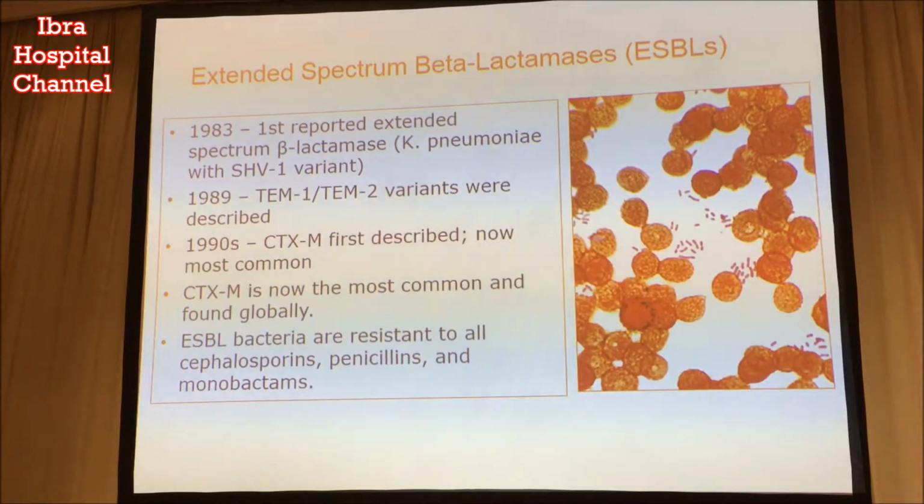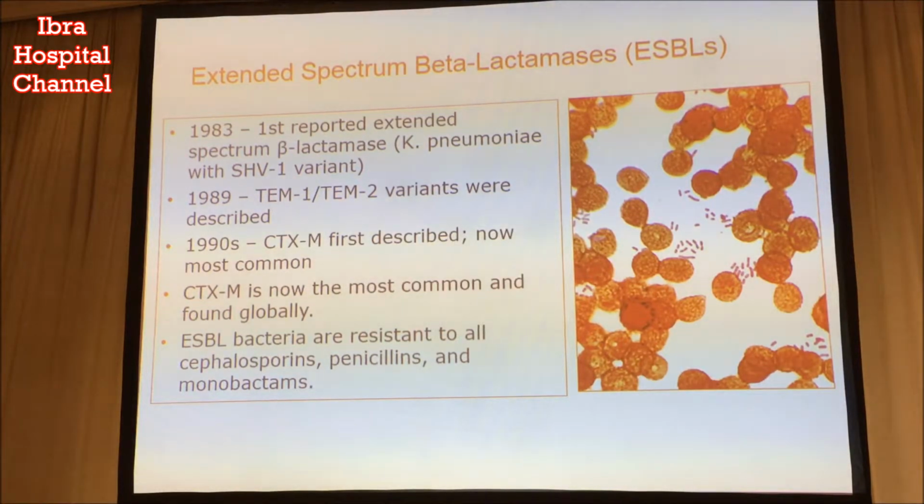If we look at an E. coli or a Klebsiella, they've had beta-lactamases for years and years and years, and that's part of the reason why the first-generation cephalosporins, why the penicillins like ampicillin were ineffective. In 1983, though, we saw a mutation, a point mutation in some of these very common enzymes.